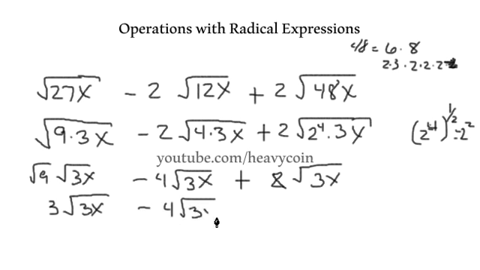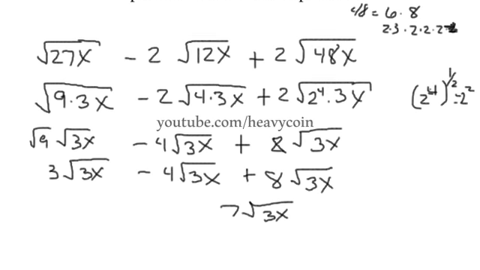And I'll just rewrite all this. Okay, we just add coefficients now. 3 minus 4 plus 8 is 7. So all that reduced down to 7 times the square root of 3x. Good enough.